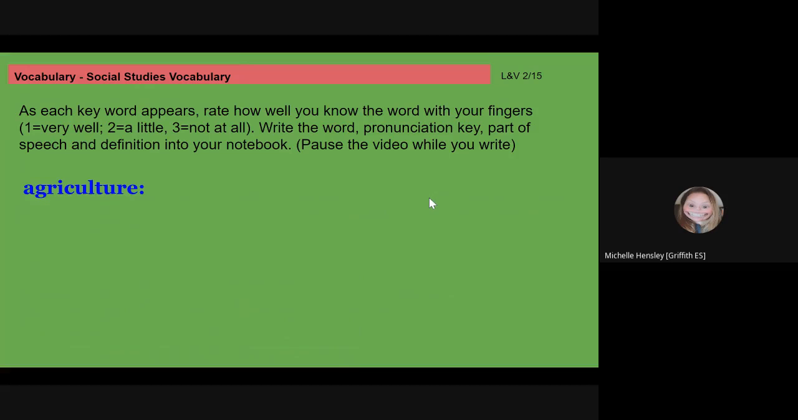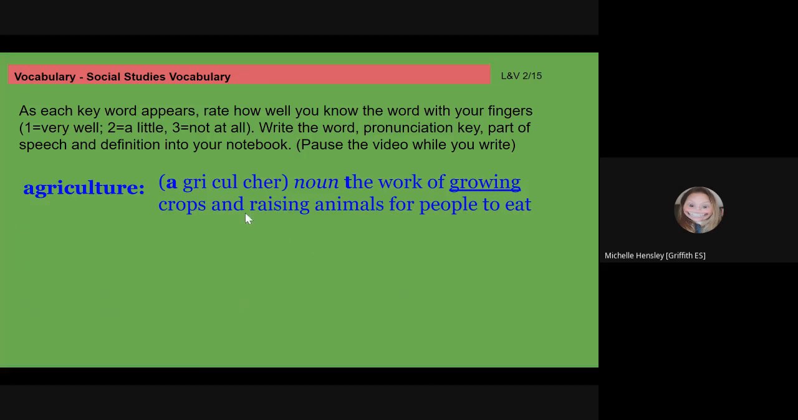Right? Agriculture. So agriculture, four syllables, is a noun. That means it's a person, place, or thing. And it means the work of growing crops and raising animals for people to eat. Okay? Agriculture is the work of growing crops and raising animals for people to eat. So it includes farming, it includes raising vegetables and fruits, it includes raising cattle and sheep and pigs, right? Anything we're going to eat, the work that goes into that is called agriculture.